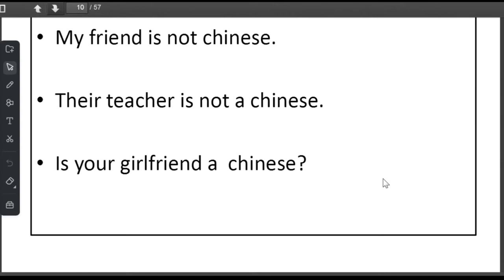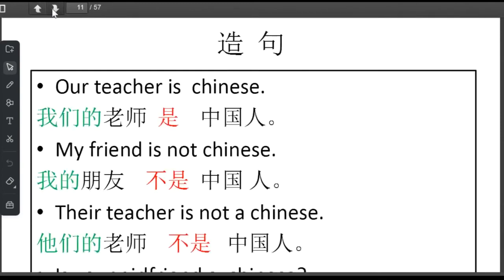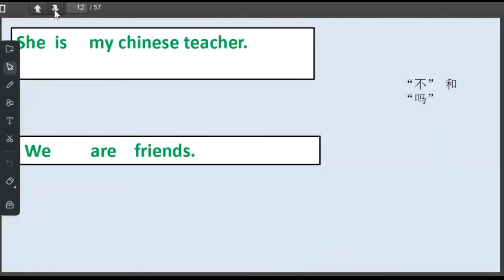So how to ask this question? Remember, start from subject. Here, the subject is your girlfriend. So we say this sentence like this. 你的女朋友是中国人吗? Okay, you can read this sentence yourself. She is my Chinese teacher, how to say? 她是我的汉语老师。How to change this sentence into negative form and make a question? 她不是我的汉语老师。Make a question. 她是我的汉语老师吗?